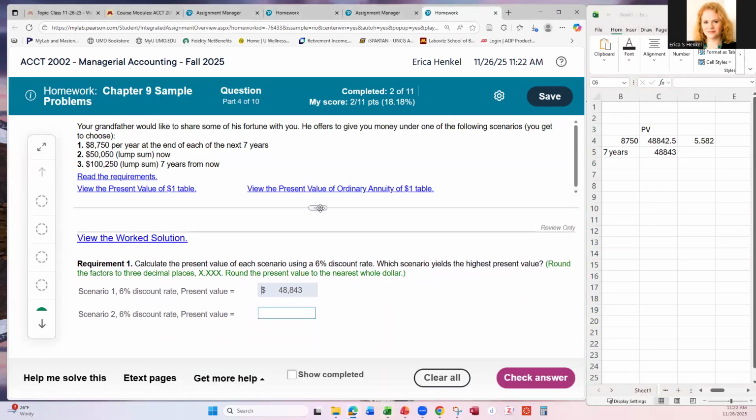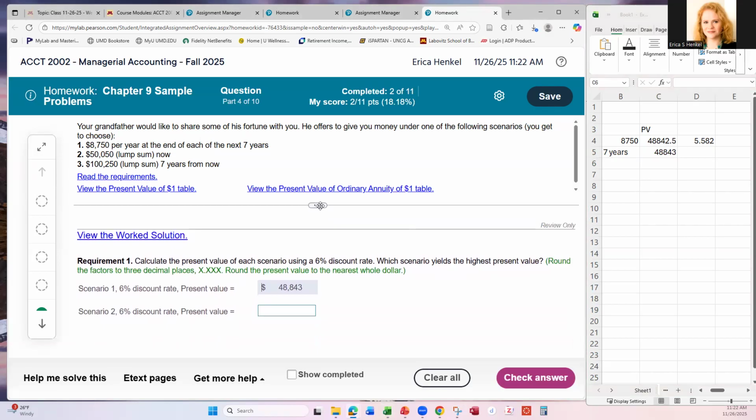All right, so our next scenario is a lump sum today of $50,050. If it's given to us today, that's what it's worth today. There's no discounting going on here. Somebody handing me $50,050 today is worth $50,050.